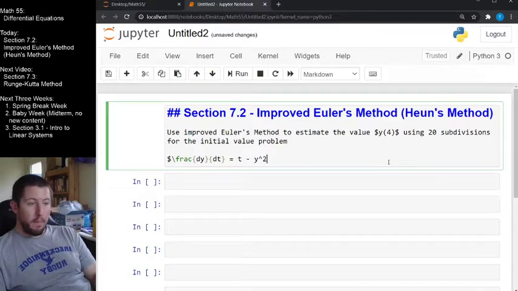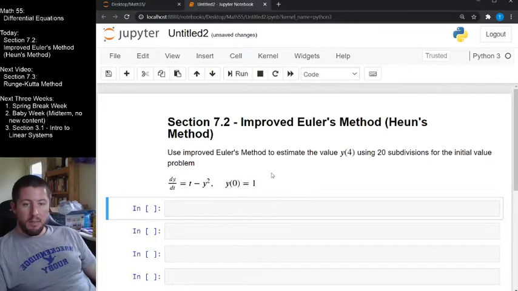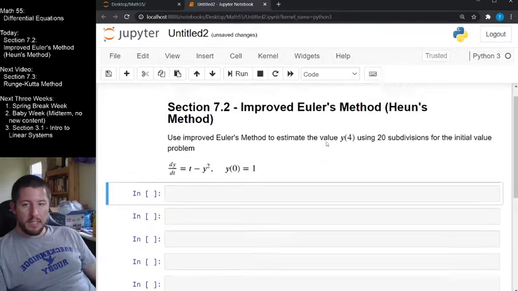And I also want my initial condition on the same line. So I'm going to do my comma. Quad is what gives me that horizontal spacing. I think that's 4 spaces is what quad is trying to indicate right there. And then my initial condition will be y of 0 equals 1, and a dollar sign to end math mode. And just to double check it, I'm going to shift enter. And it looks like the math mode stuff worked out nicely. So I've got that nice and typed in right there.